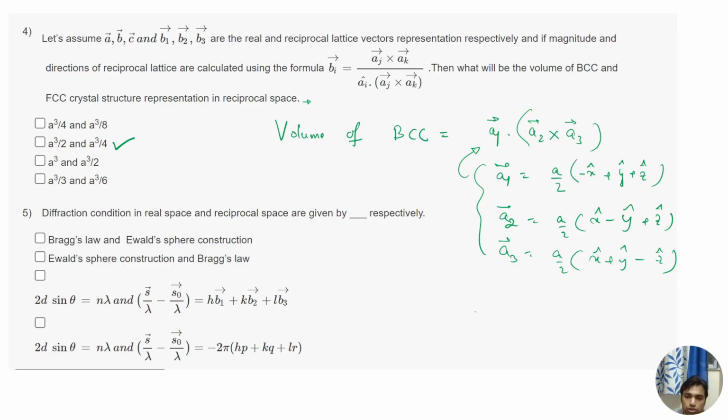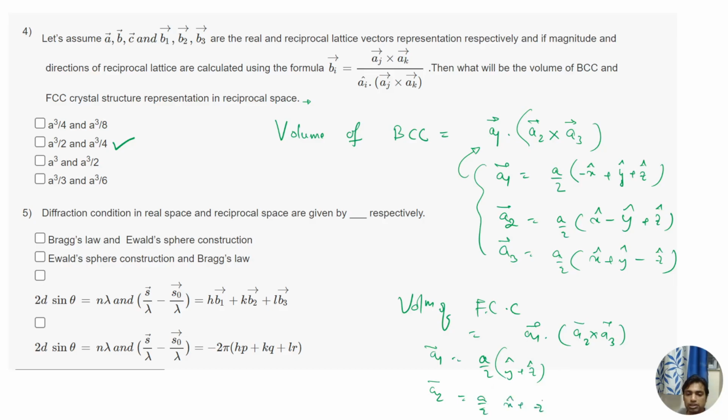And for the volume of FCC, it will be just the same formula, A1 dot A2 cross A3, but now A1 will be a by 2 x cap plus y cap plus z cap, and A2 is a by 2 x cap plus z cap, and A3 will be a by 2 x cap plus y cap. Okay, so this is your correct answer.